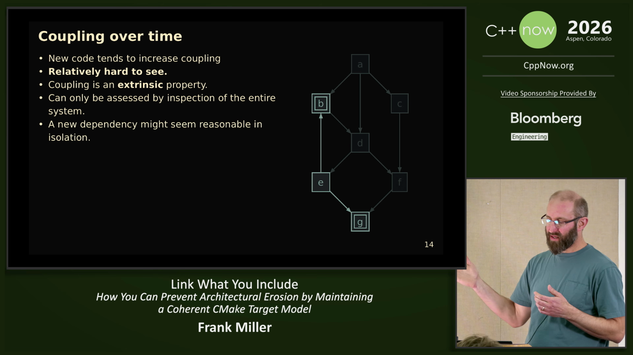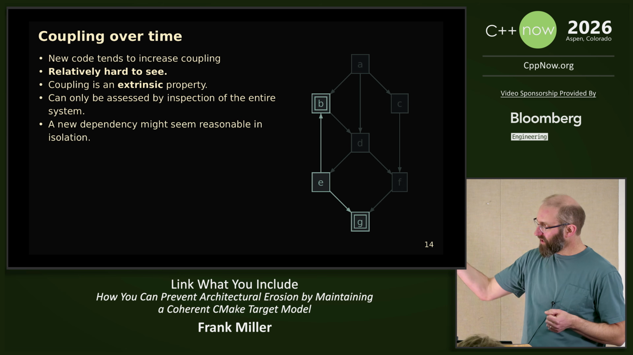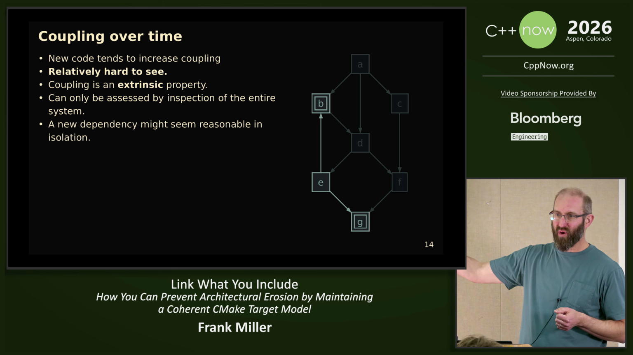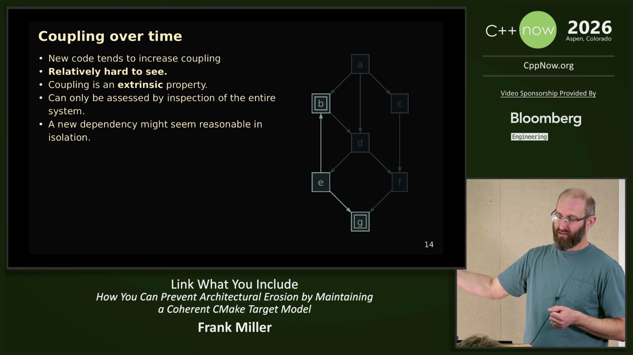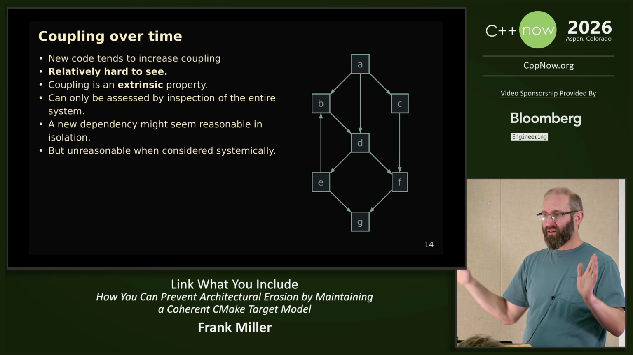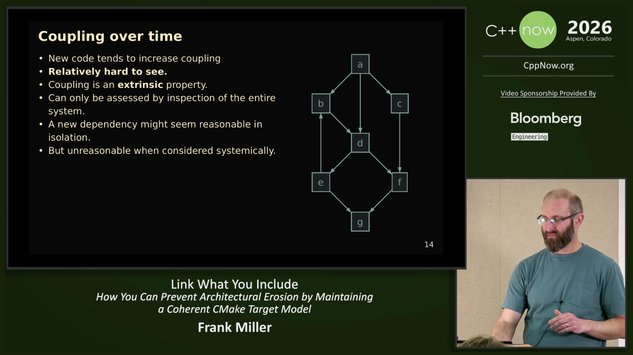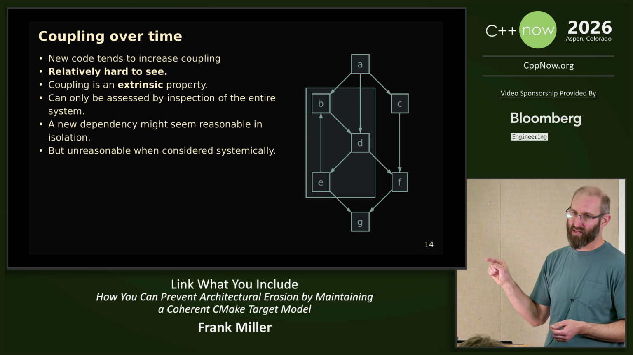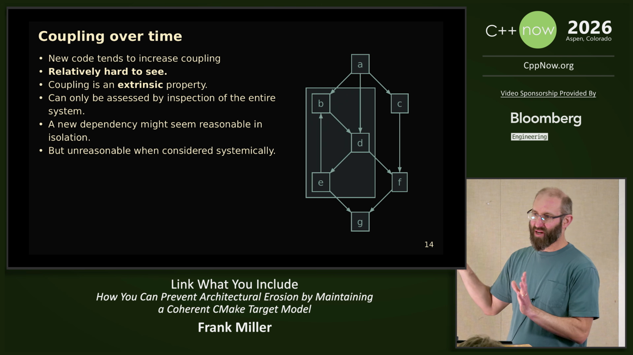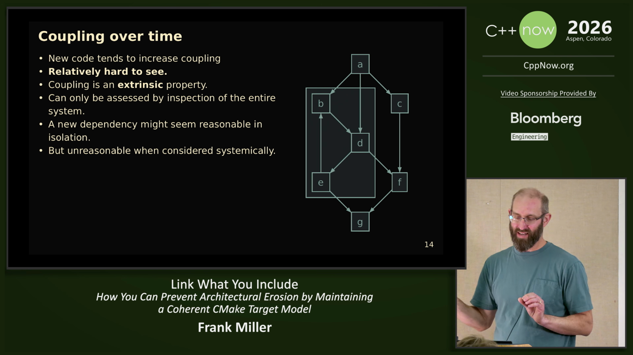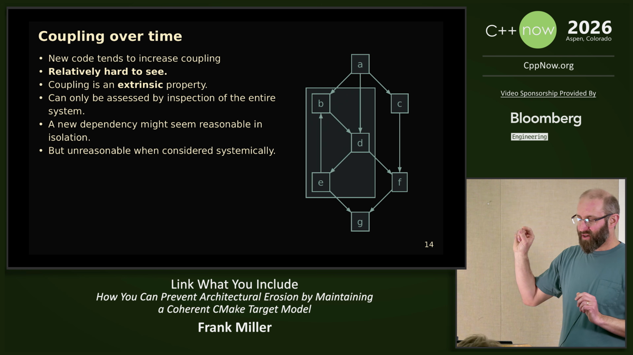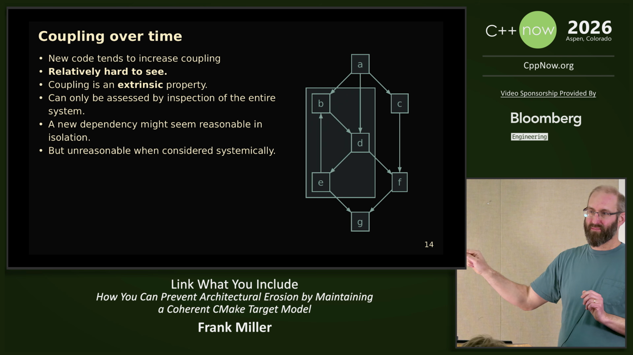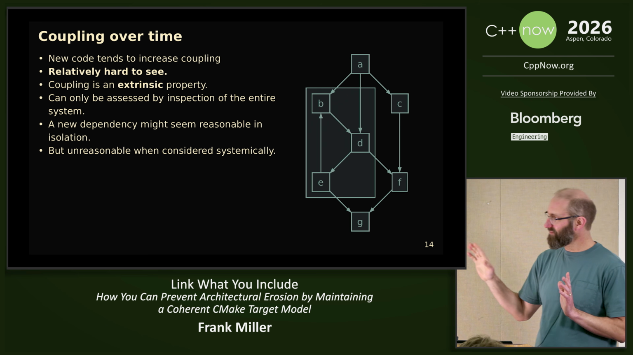So this new dependency might seem reasonable when looking at it like this in isolation. It's just one dependency, right? But if you look at the whole system, it's actually an unreasonable dependency because we just introduced a circular dependency. And I don't know, this is a toy example, right? But the principle is what I'm getting at here. And so circular dependencies are bad. They're terrible. We don't like them.